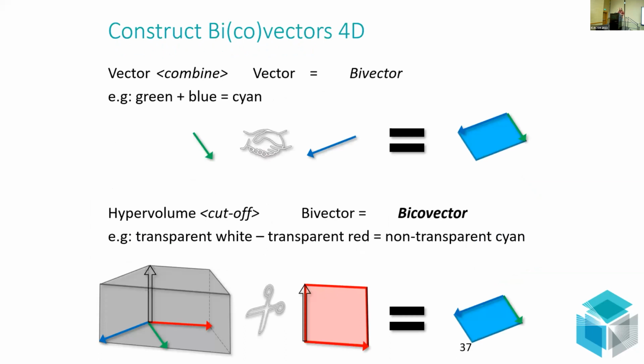So it's like the recipe how to construct a Bi-Covector in 4D by either combining 2 properties. There are 2 ways to do it. We can combine 2 properties like green and blue. It becomes non-transparent cyan. Or we reduce 2 properties from a hypervolume. From transparent white, we reduce the transparent and the red property. We're also getting the same bivector, which is the non-transparent cyan.